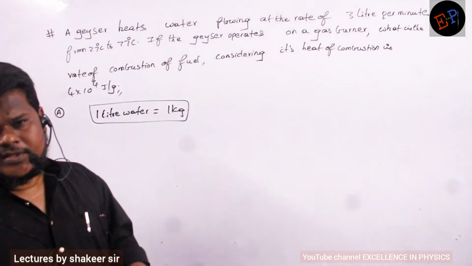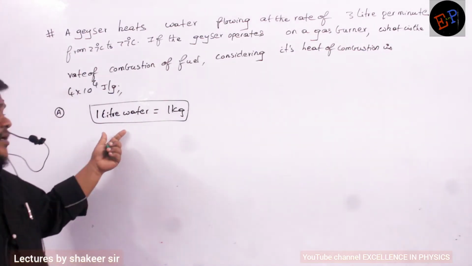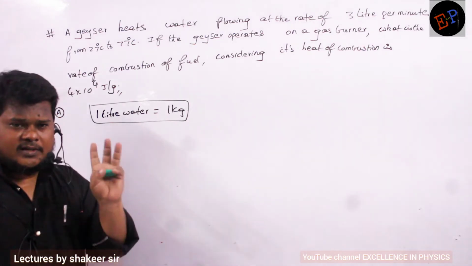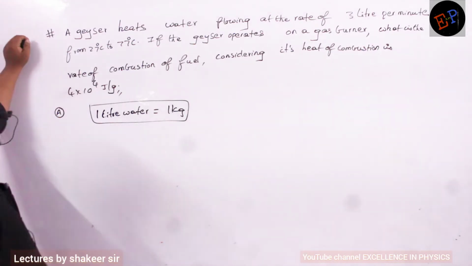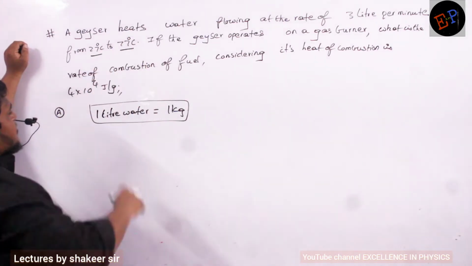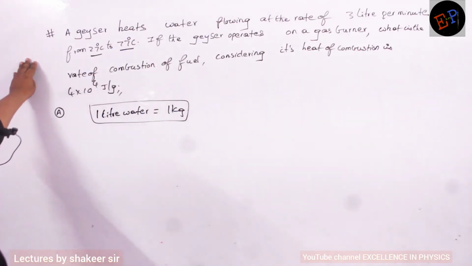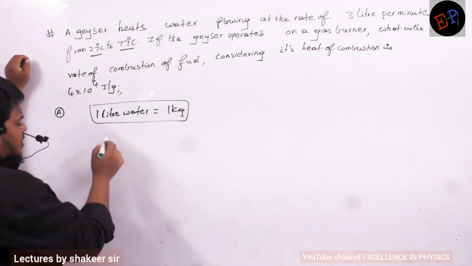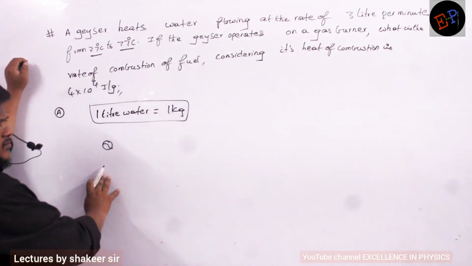For other materials it may change, but 1 liter of honey will be greater than 1 kg. For water it is 1 kg. We are raising the temperature from 27 degrees Celsius to 77 degrees Celsius. So what is the total amount of heat I have to supply? First I have to calculate this one.